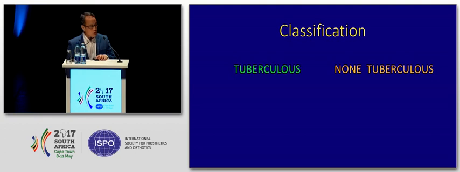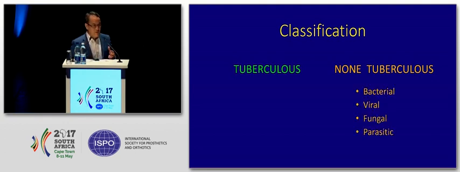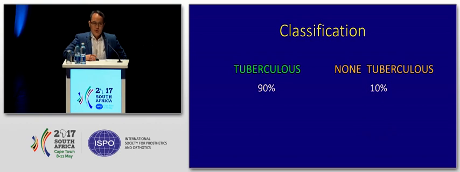When we refer to non-tuberculous infection, we refer to bacterial infection, viral infection of the spine, fungal and parasitic infection of the spine. When we refer to the tuberculous problem of the spine, we refer to the old classic name of Pott's disease, which is a big ailment in most of the countries that I have shown you in the developing countries. It might surprise you that 90% of all spinal infection is tuberculous in nature, and only 10% are not tuberculous in nature.